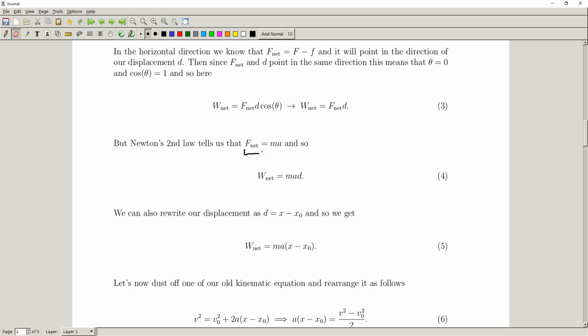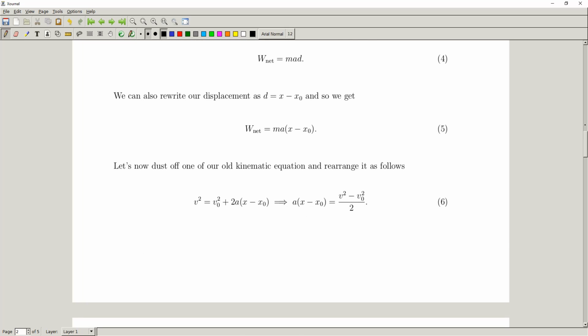So yeah, we can use Newton's second law, which tells us that the force is equal to the mass times acceleration. And if we substitute this expression into this expression over here, we end up generating what I have in the next line here, our equation number 4, right? So the net work is equal to the mass times the acceleration times the displacement.